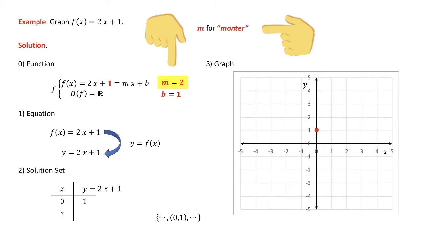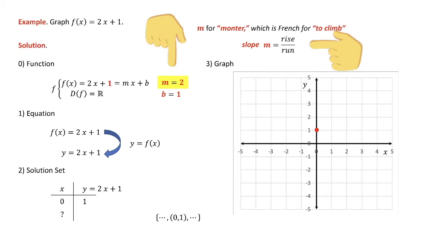As far as I know, I don't know where b actually comes from. m, I think, comes from monter. I don't know how to say it. It's French. It means climbing. It means slope, the English translation. There's a slope, a grade. That's where it comes from.